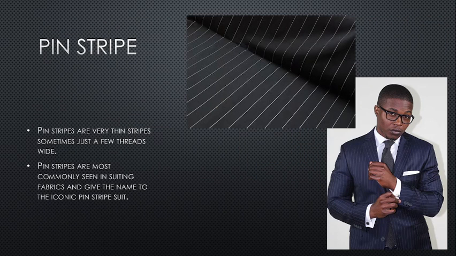Now let's talk about some of the different types of stripes that we can find. First we'll talk about is a pinstripe. Pinstripes are very thin stripes, sometimes just a few threads wide. Pinstripes are most commonly seen in suiting fabrics and give the name to this iconic pinstripe suit.